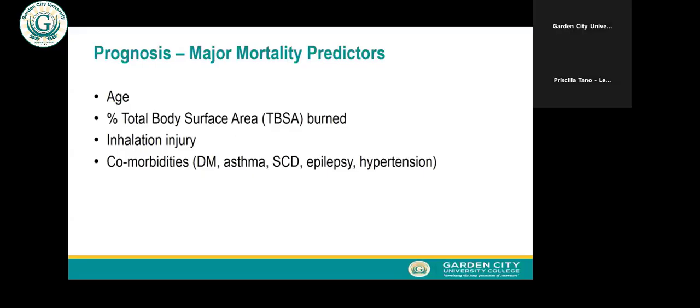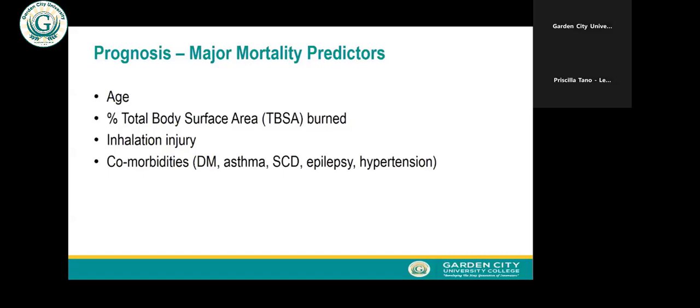Then prognosis. Mostly, the very major predictor of mortality is age, and then the total body surface area. These are the main causes of mortality, right? The age of the patients, with the kids or the extremes of age, we talked about that. And then the TBSA, the total body surface area burn.